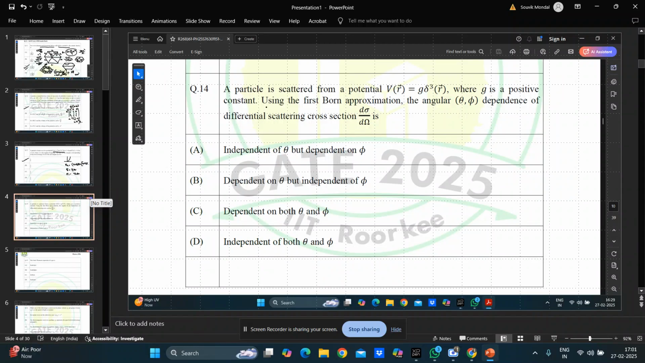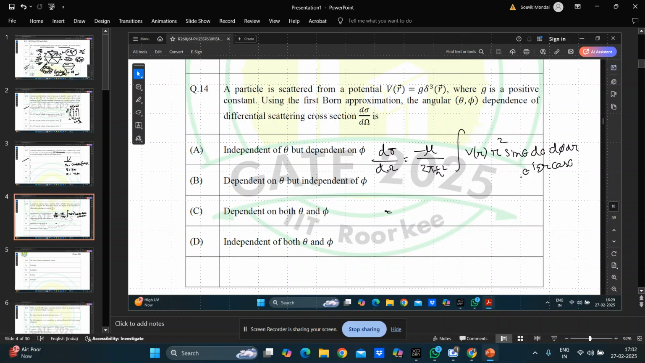Now this one, what is dσ/dΩ? So dσ/dΩ is equal to minus μ, where μ is the reduced mass, so μ/(2πħ²) times ∫V(r) r² sinθ dθ dφ dr e^(iqr cosθ). This is the most general formula.